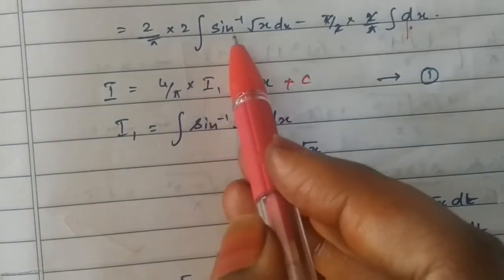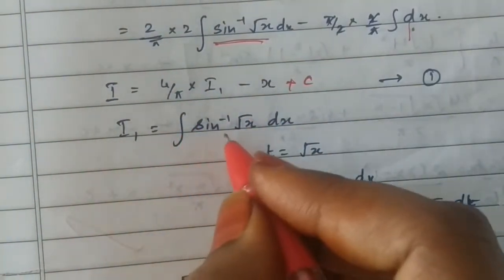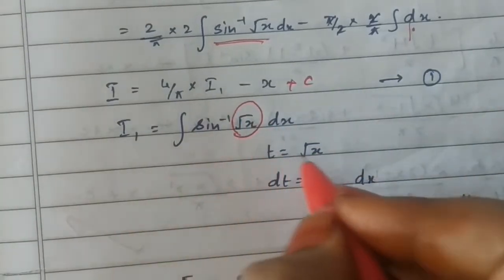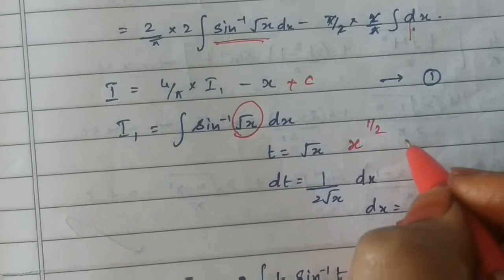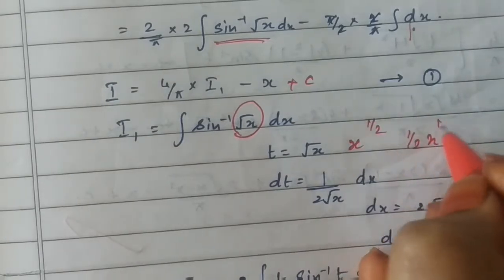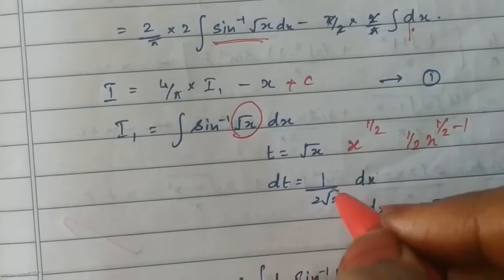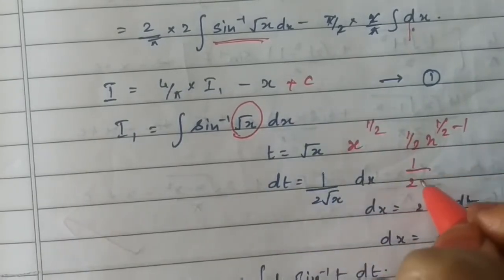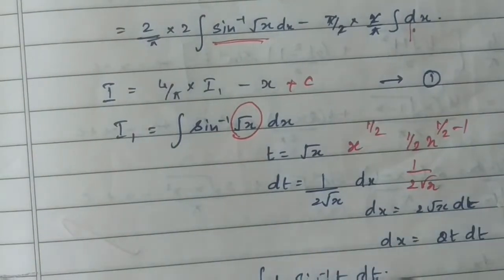Now take this integral. We assumed this to be integral 1. I1 equals integral of sin inverse of root x into dx. We are assuming this root x to be t. Therefore, dt will be the derivative of root x. This is x power half. When you differentiate, it will be half into x power half minus 1, that is n into x power n minus 1. Therefore, 1 by 2 into x power minus half, that is nothing but 1 by 2 root x. Therefore, dt equals 1 by 2 root x dx.